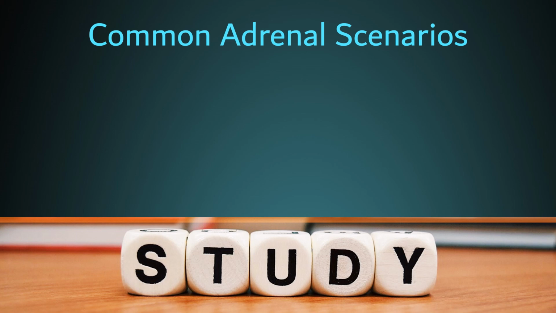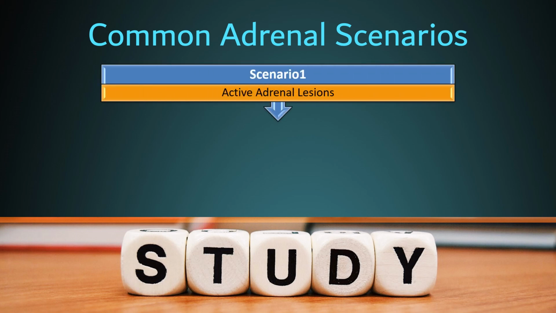So from the previous video, we have three common scenarios. The first scenario is when you have an active adrenal lesion and the patient has suspicion of abnormal adrenal function, proved by abnormal lab results or by a clinical suspicion from the physician. And your role as a radiologist is to prove or disprove if there is an active adrenal lesion or not.